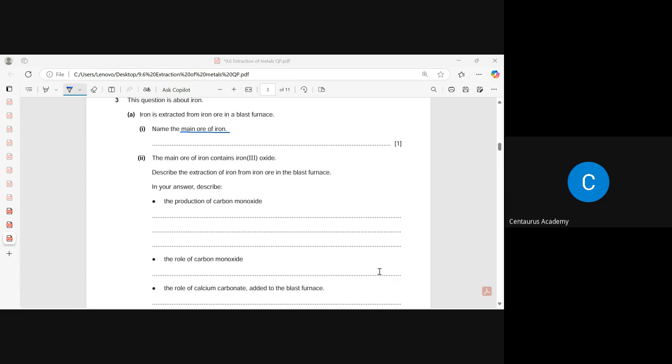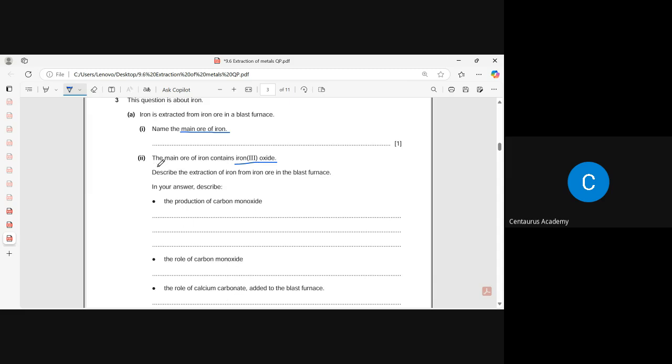Spellings. Hematite. Okay. All right. The main ore of iron contains iron 3 oxide, which is Fe2O3. Describe the extraction of iron from iron ore in the blast furnace. In your answer, you have to describe the production of carbon monoxide, the role of carbon monoxide, and the role of calcium carbonate added to the blast furnace.